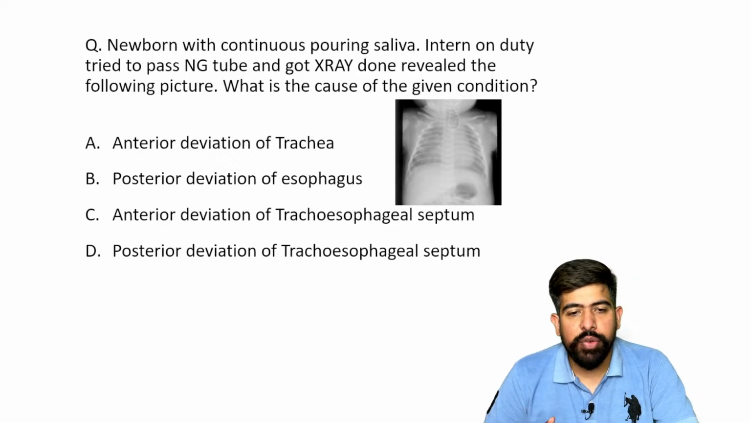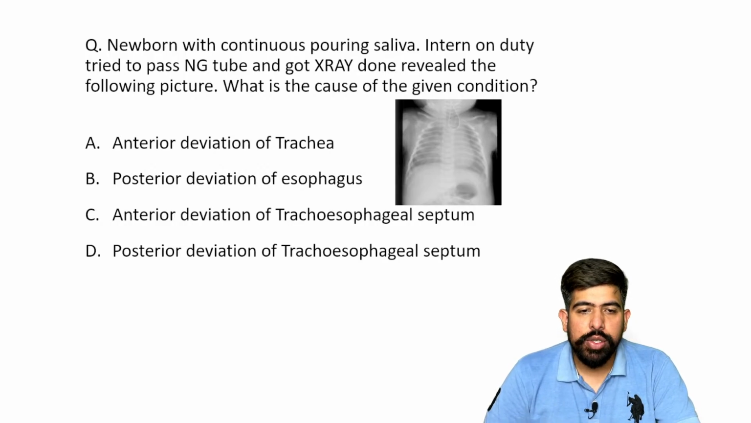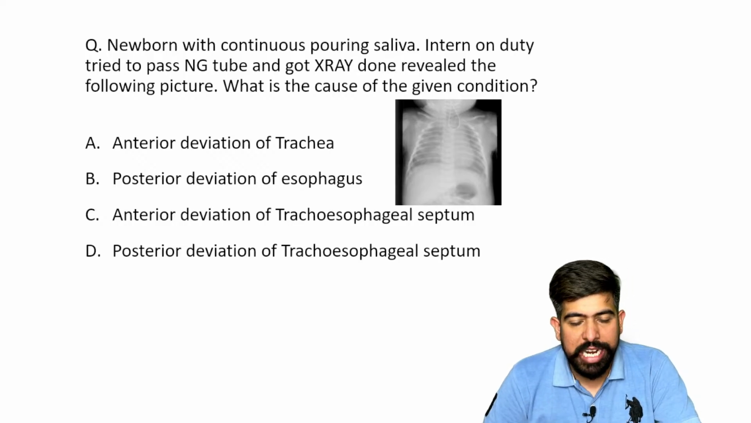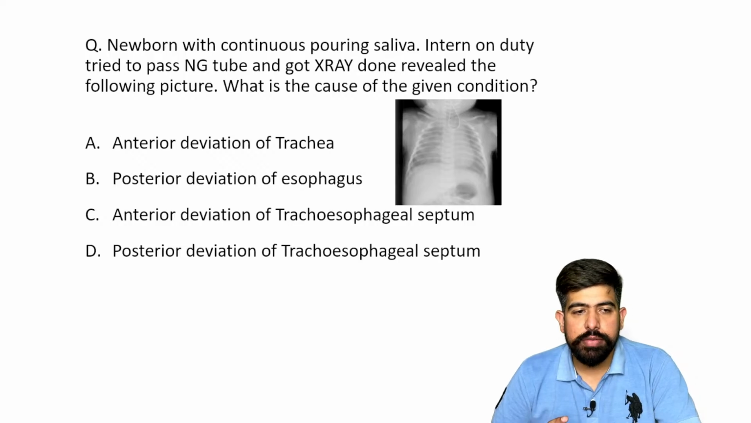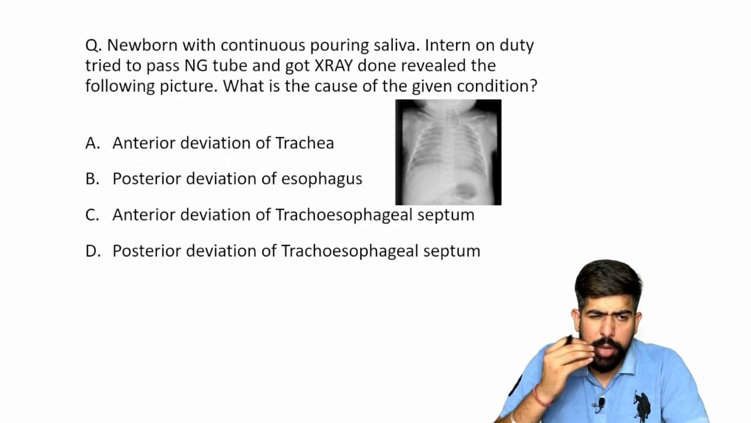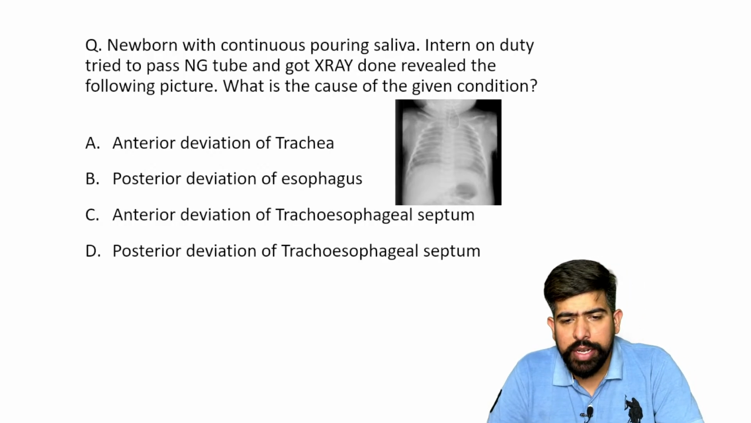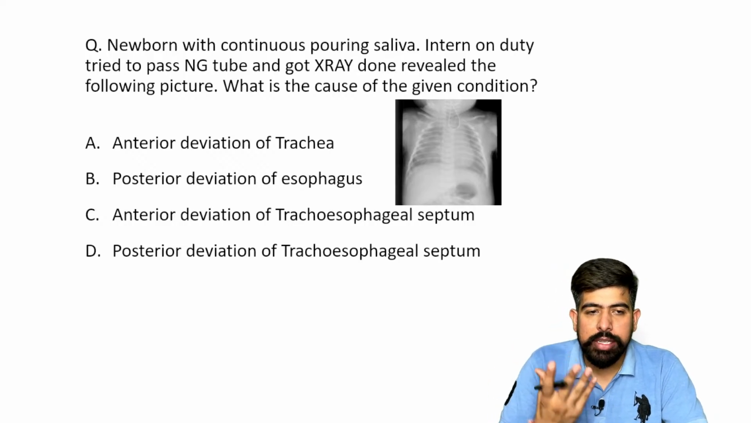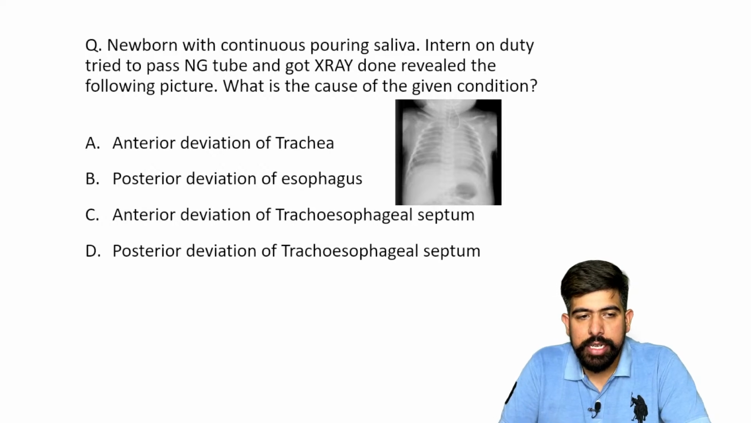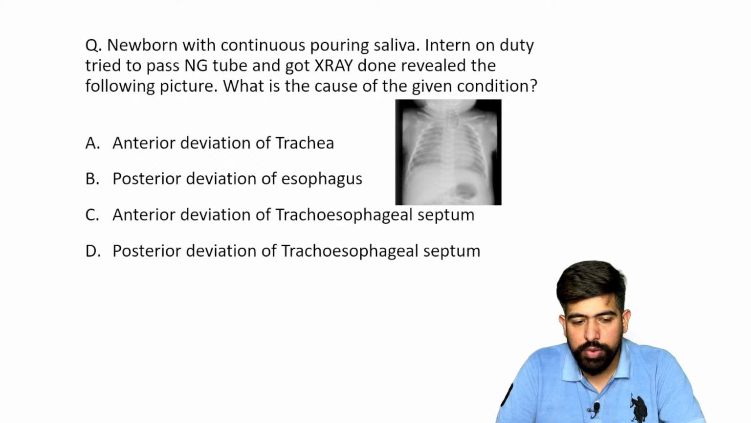Now the question is in front of you on your screens, so you can answer in the chat box. The question is: a newborn with continuous production of saliva. The intern on duty tried to pass an NG tube and got an X-ray done, which revealed the following picture. They are asking you the condition, right?